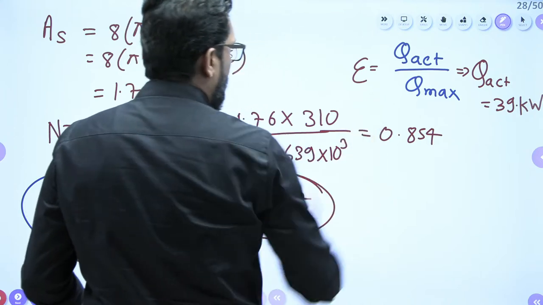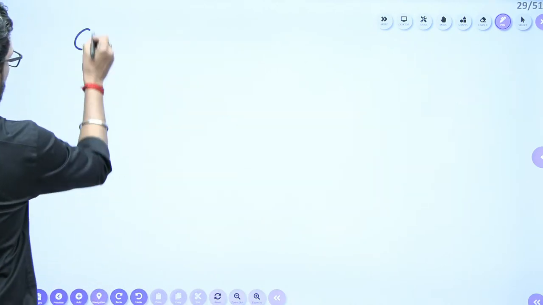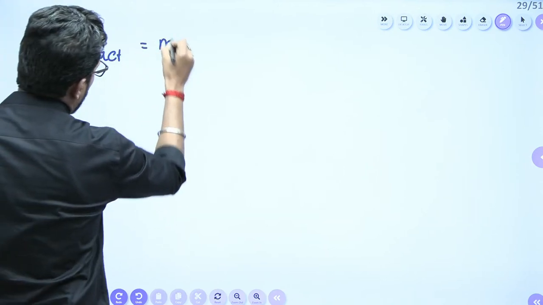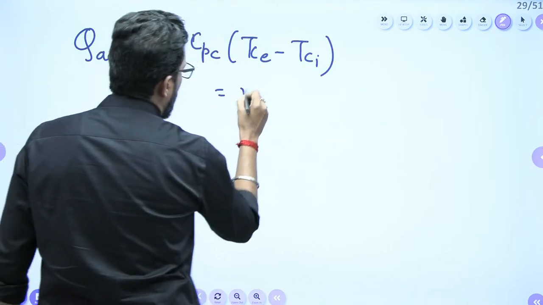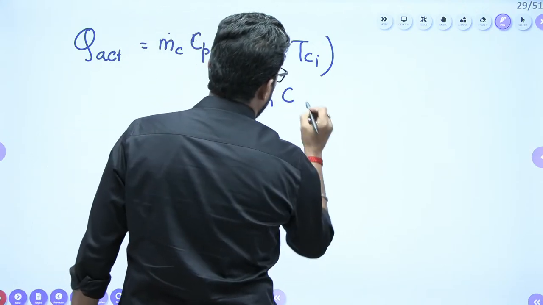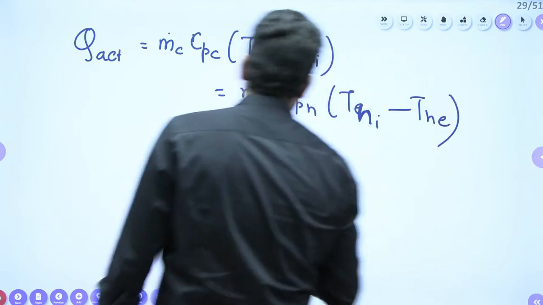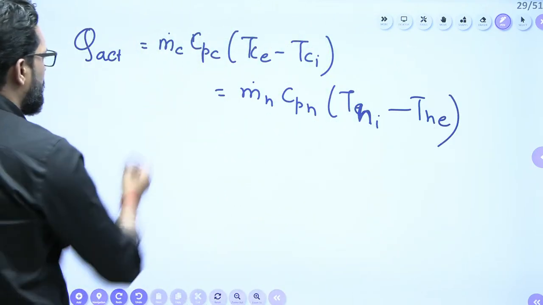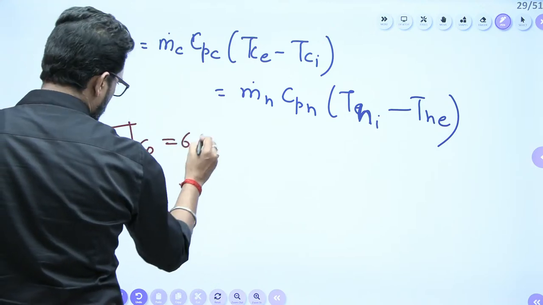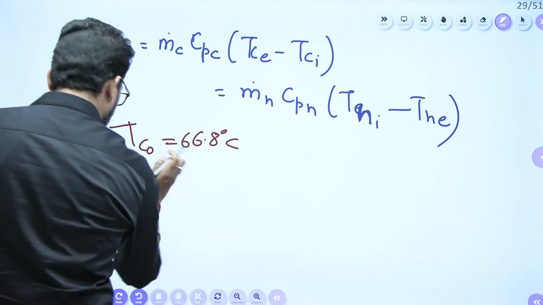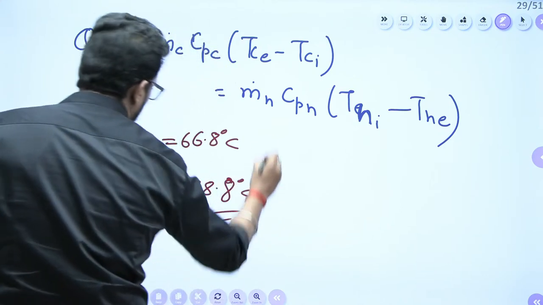So this is your Q actual. Now from the heat transfer you can easily find the rest. Energy balance is: mass flow rate of cold fluid, Cp of the cold fluid, T cold exit minus T cold inlet is equal to mass flow rate of hot fluid, Cp of the hot fluid, T hot inlet minus T hot exit. Now you have to find everything here. Mass flow rate you have, all of this you have. So from this one you can find T C outlet is 66.8 degree centigrade. T H outlet you have to find, 88 degree centigrade. All this thing you have. Okay.